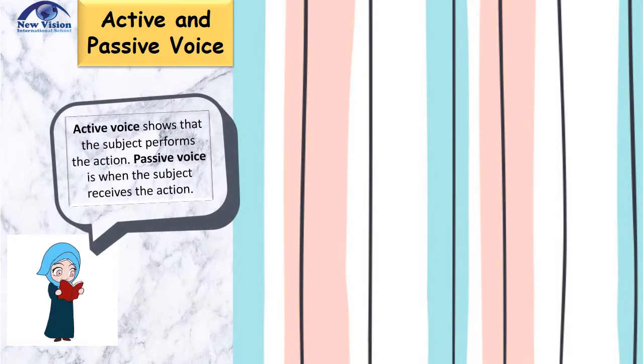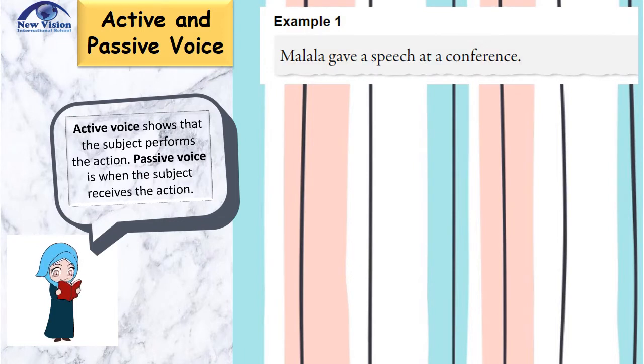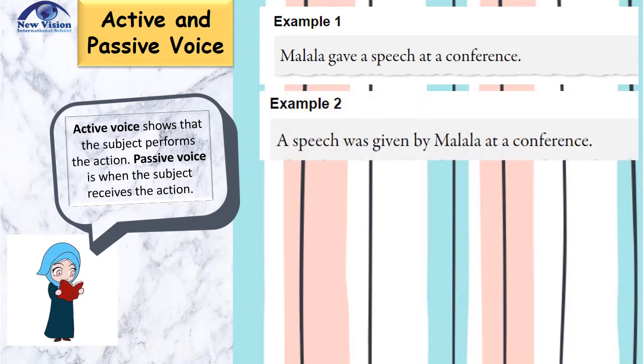We all know that active voice shows that the subject performs the action, while passive voice is when the subject receives the action. Here are some examples to show you how. Example 1. Malala gave a speech at the conference. In this example, the subject Malala did something. She gave a speech. In contrast, when the sentence is written in passive voice, the subject receives the action. Example 2. The speech was given by Malala at the conference. In this example, the subject, the speech, receives the action because it was given by Malala.